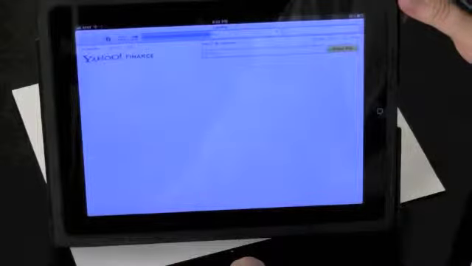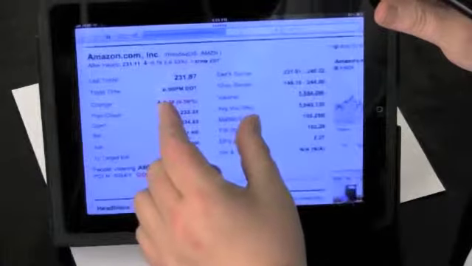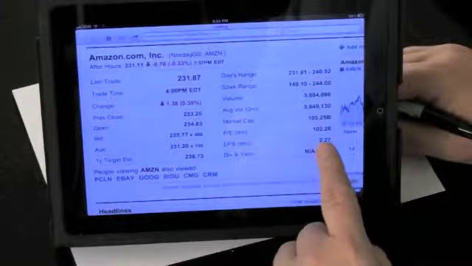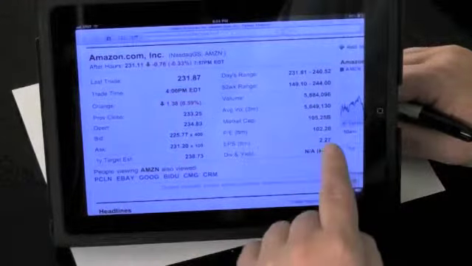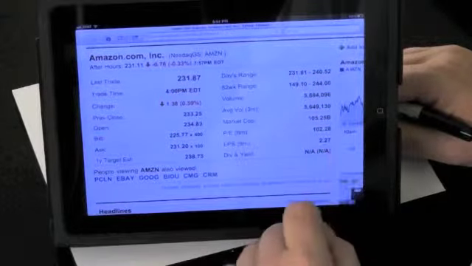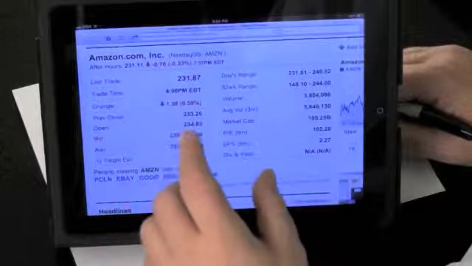This is Amazon. Now, Amazon, very popular company. Everybody knows Amazon. Its PE ratio is 102.28. Doesn't sound too good. It's got a $231 price and $2.27 in earnings.